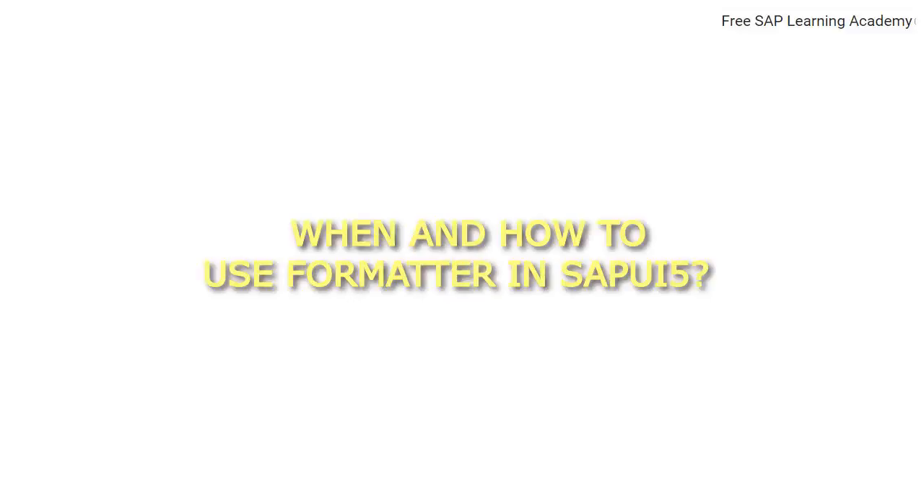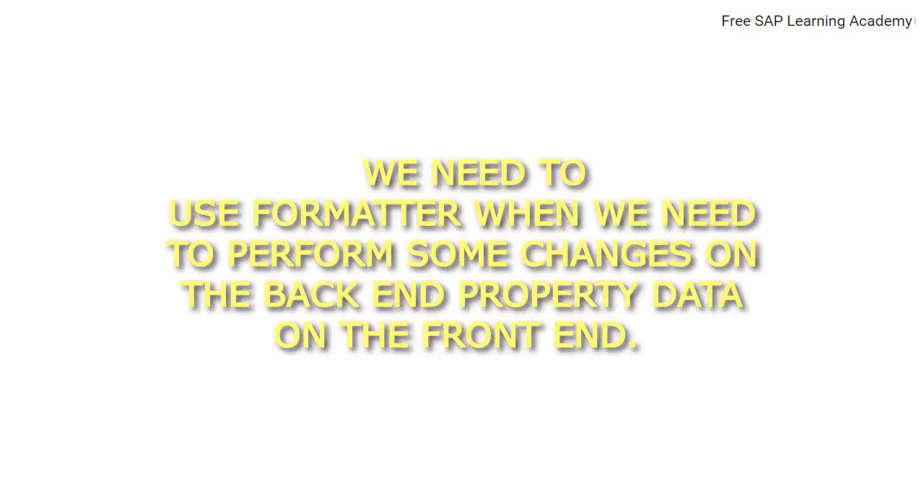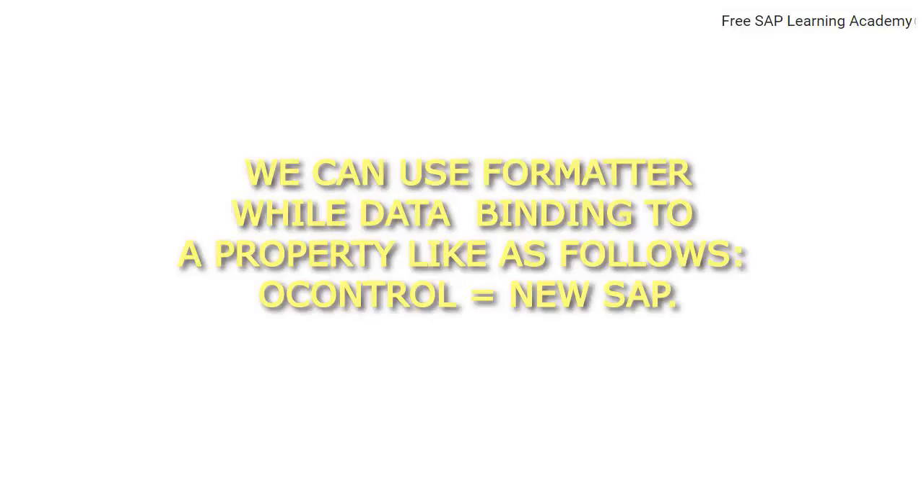Q5. When and how to use formatter in SAP UI5? A. We need to use a formatter when we need to perform some changes on the back-end property data on the front end. We can use a formatter while data binding to a property as follows. oControl equals new sap.ui.commons.TextField, value path, formatter function event, return value plus event.